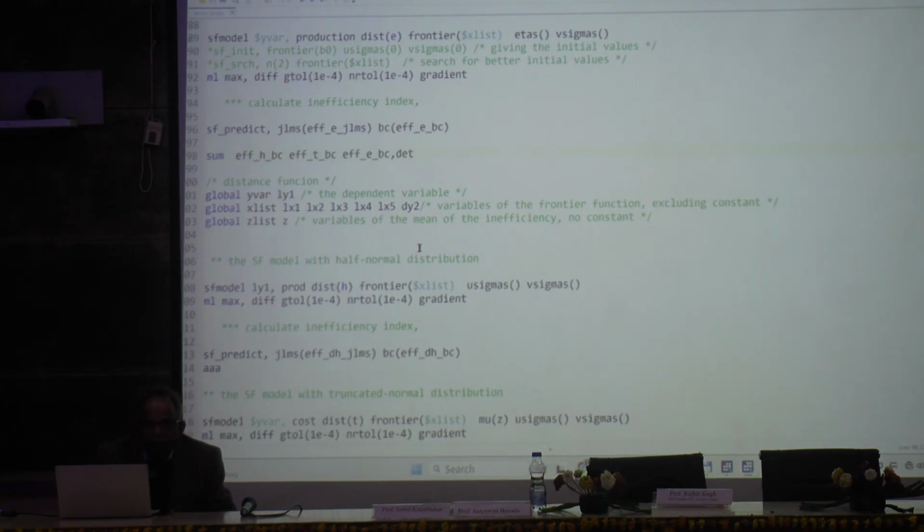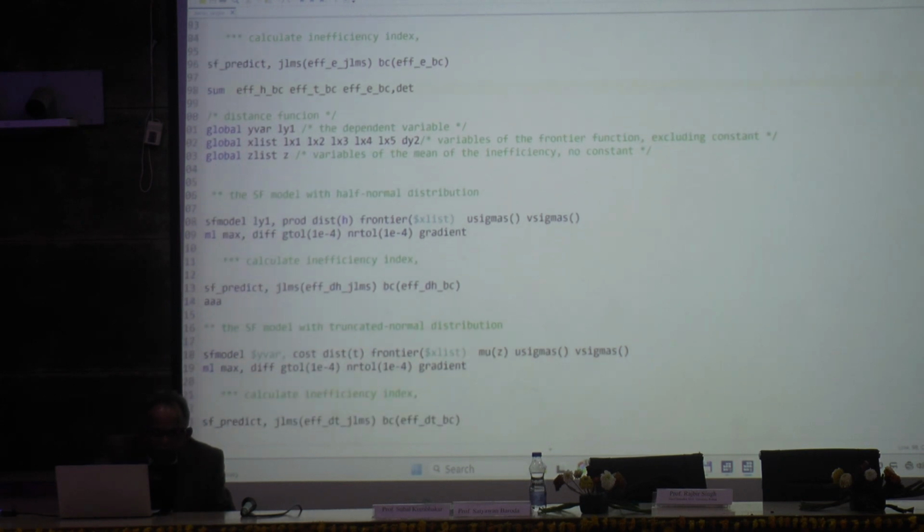And then you just go to the half-normal distribution. So what do you think will change? Do you expect to see any change in terms of the code? No, because you put dy2 in the X list, right? So you basically copy all the lines that we had before, but remember this time when you look at the output, there will be a variable dy2 and there will be a coefficient for that. So that is the only difference. You are adding one extra variable in your frontier function.